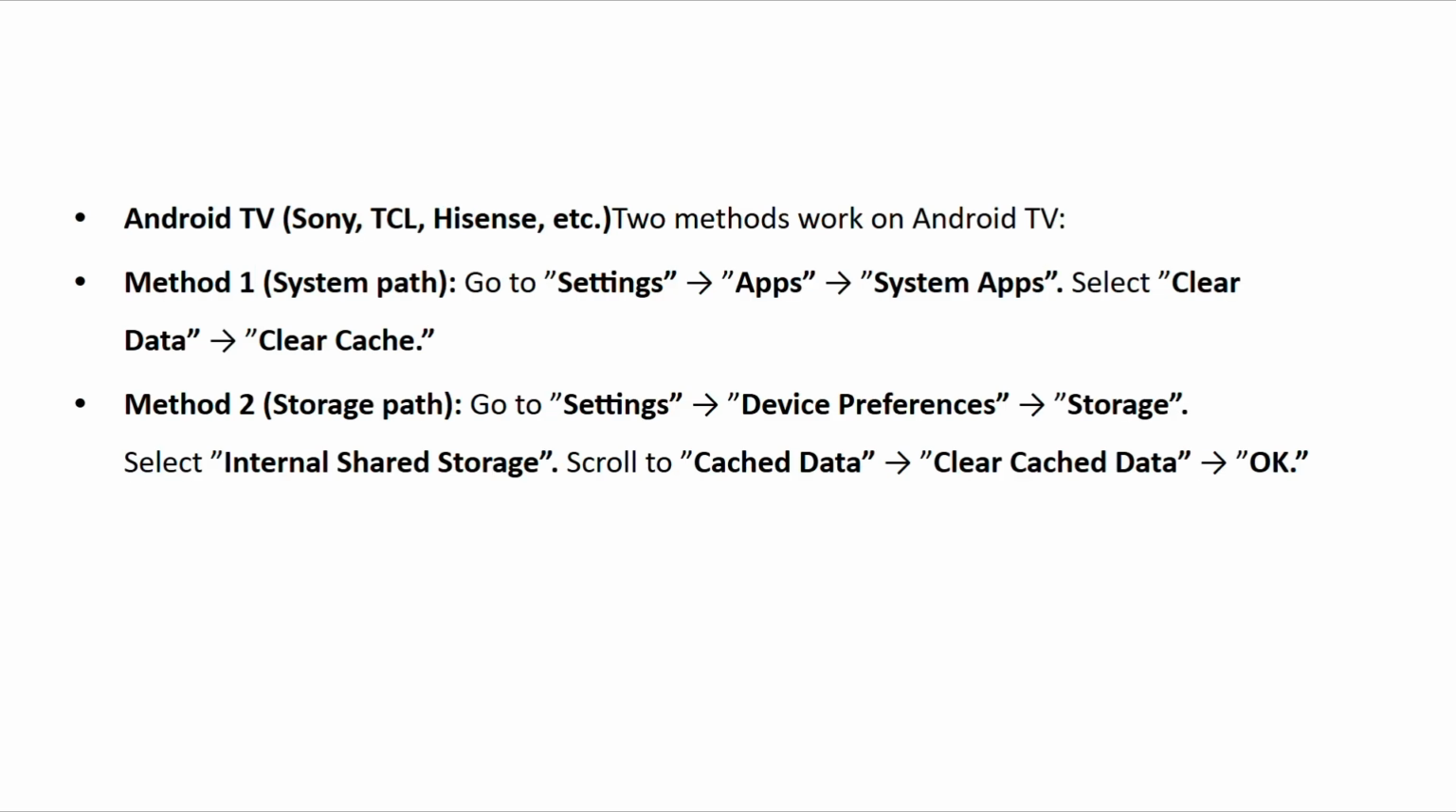For Android TV, the Sony, TCL, Hisense, etc. Two methods are there. First, system path. Go to settings, then tap on apps, in it go to system apps, and from there select clear data and then clear cache. Next is the storage path. Go to settings, tap on device preferences, go to storage, and from there select internal shared storage, then scroll to cached data, then tap on clear cached data and click OK.